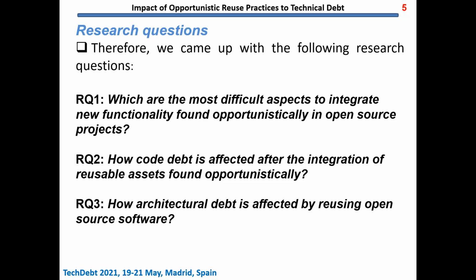Finally, our third research question is about how architectural debt is affected by reusing open source software. So basically, we are interested in analyzing how this architectural debt, or how the architecture, is affected when new components are introduced in the existing architecture.